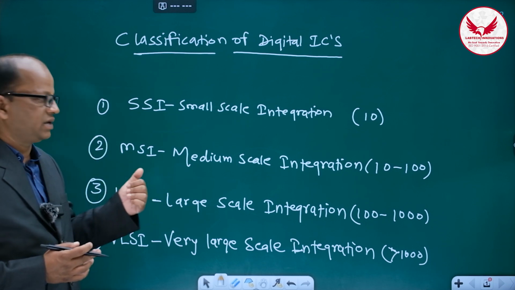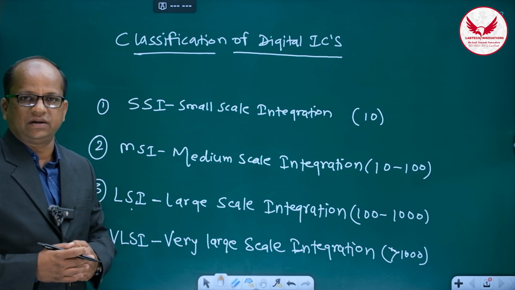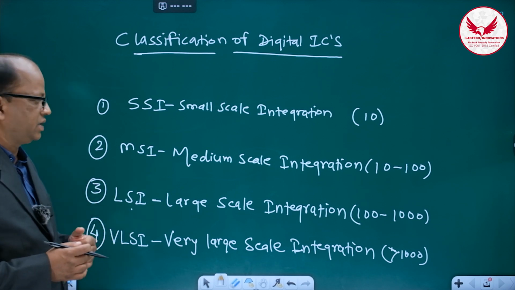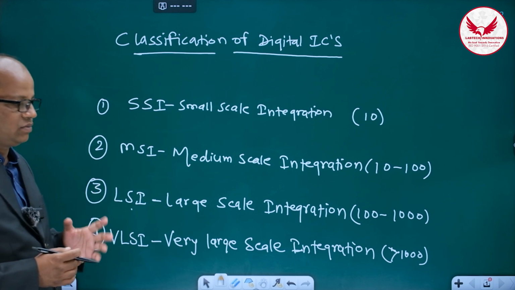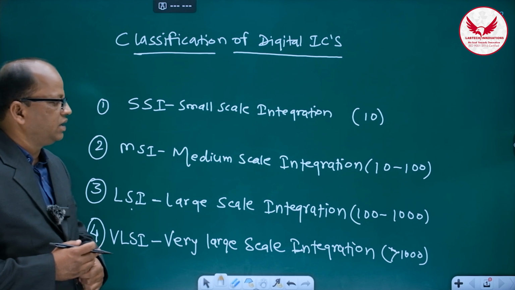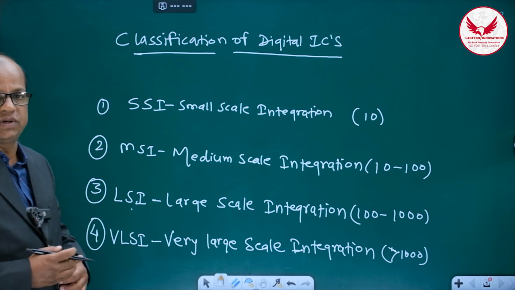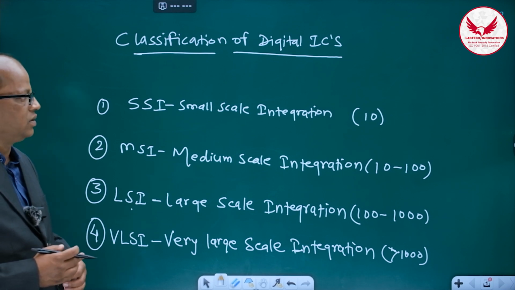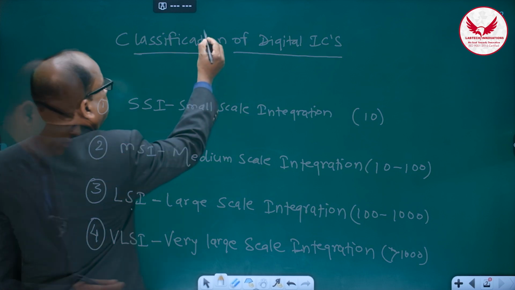SSI, small scale integration; MSI, medium scale integration, where 10 to 100 components are integrated. LSI is large scale integration. In this, the maximum count is 1000, and VLSI is very large scale integration. Here, more than 1000 components are integrated. Now we shall see the logic family types.